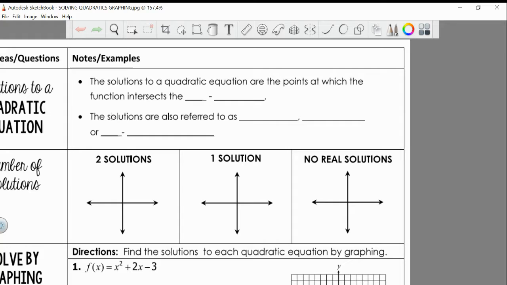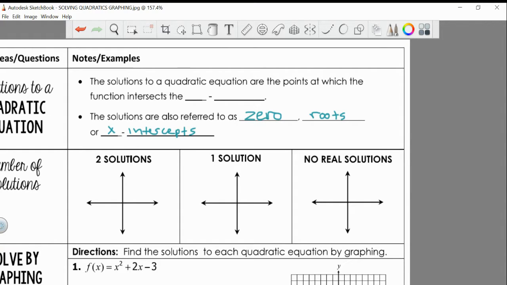Let's start with this second bullet point. Solutions are also referred to as blank, blank, or blank. So what are the other three? Solutions are the same thing as zeros. Solutions are the same thing as roots. That was the one that we used in the last video. And solutions are the same thing as x-intercepts.